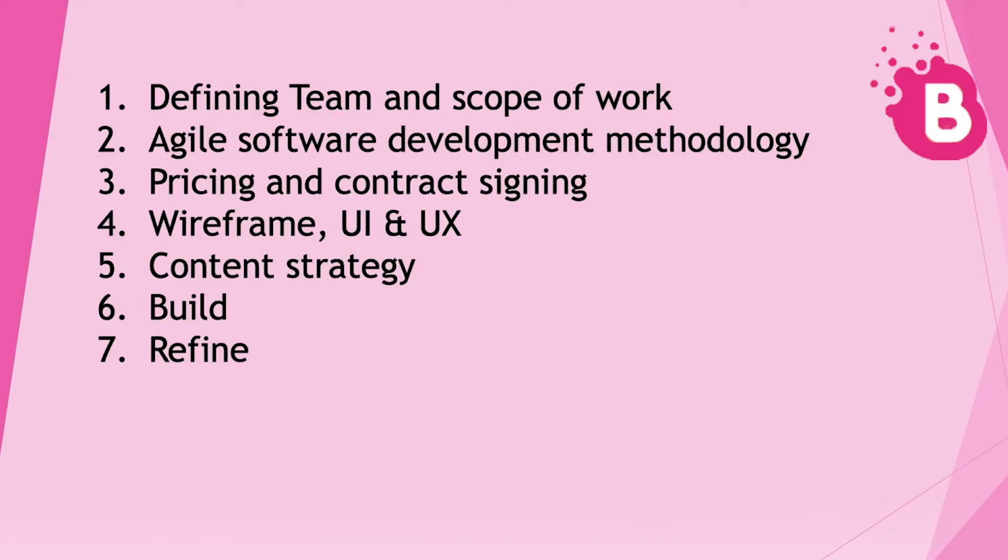The first stage is defining team and scope of work. The second stage is agile software development methodology. Third one is pricing and contract signing. The fourth stage is defining feature and pricing. Fifth one is wireframe. Sixth is content strategy. Seventh is building, and eighth one is refining.